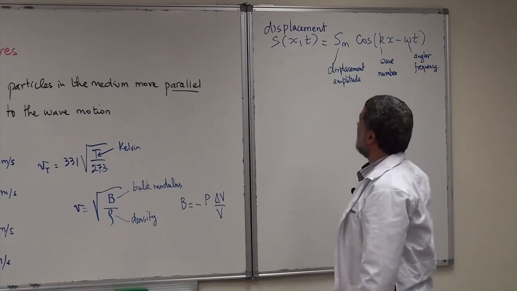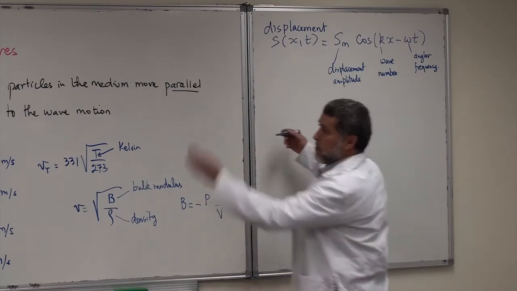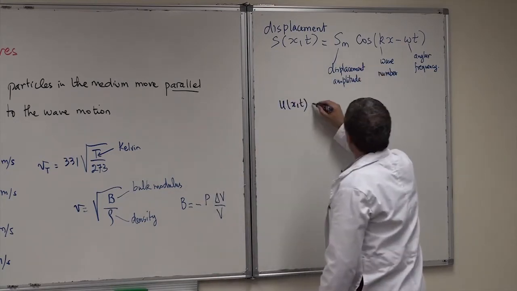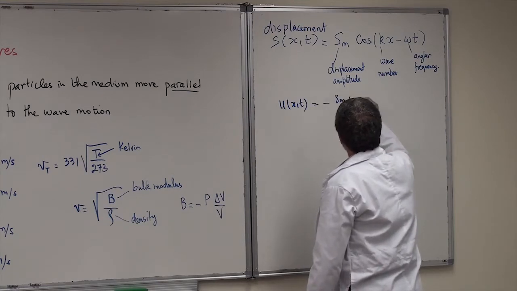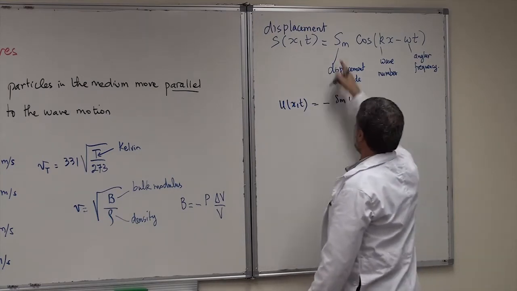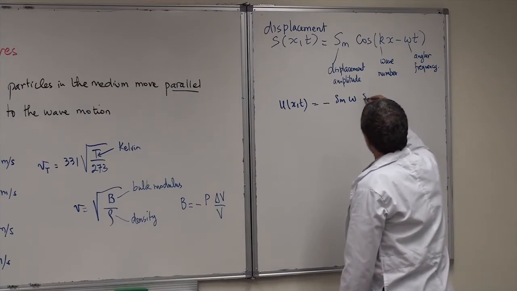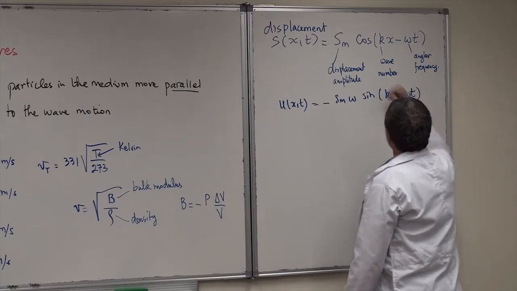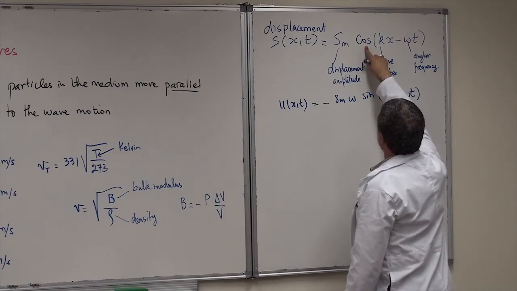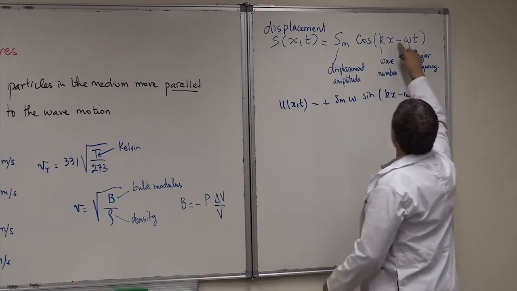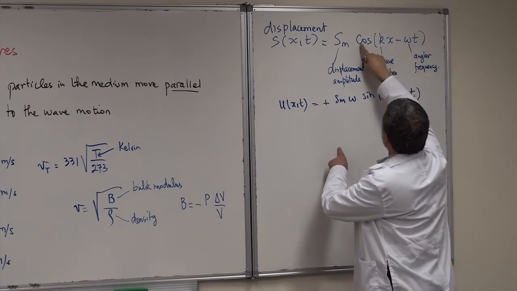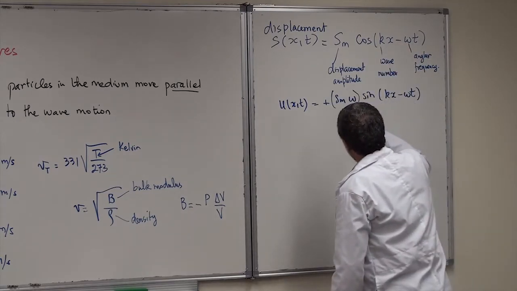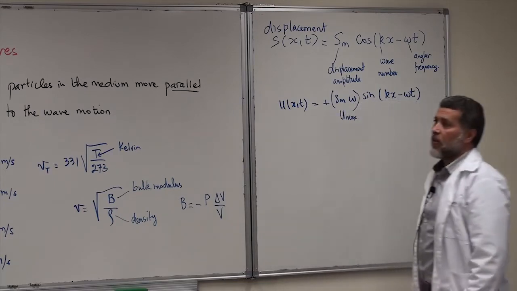I can now calculate the transverse velocity of the particle if I want, u of x and t, which is the derivative of this. It will be minus Sm omega, time derivative of course, sine of kx minus omega t. Since we differentiate cosine, there will be a plus sign here: a minus sign comes from the omega, and a minus sign comes from here. We call this u max, the maximum transverse velocity of the particles.